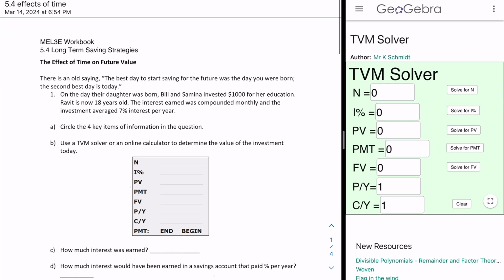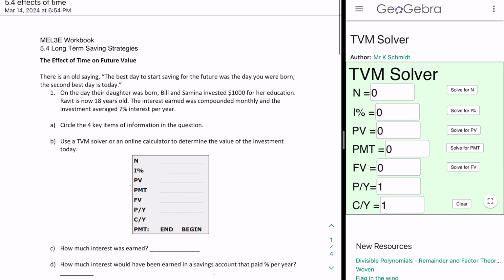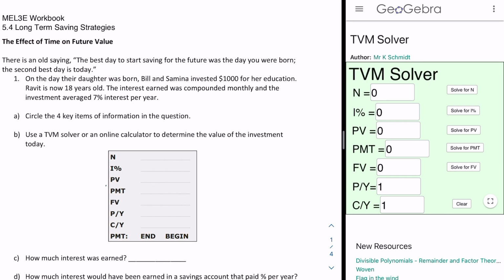Okay, so this is lesson 5.4. For long-term saving strategies, in this lesson we're going to be looking at the effect of time on future value. There's an old saying: the best time to start saving for the future was the day you were born, and the second best day is today.